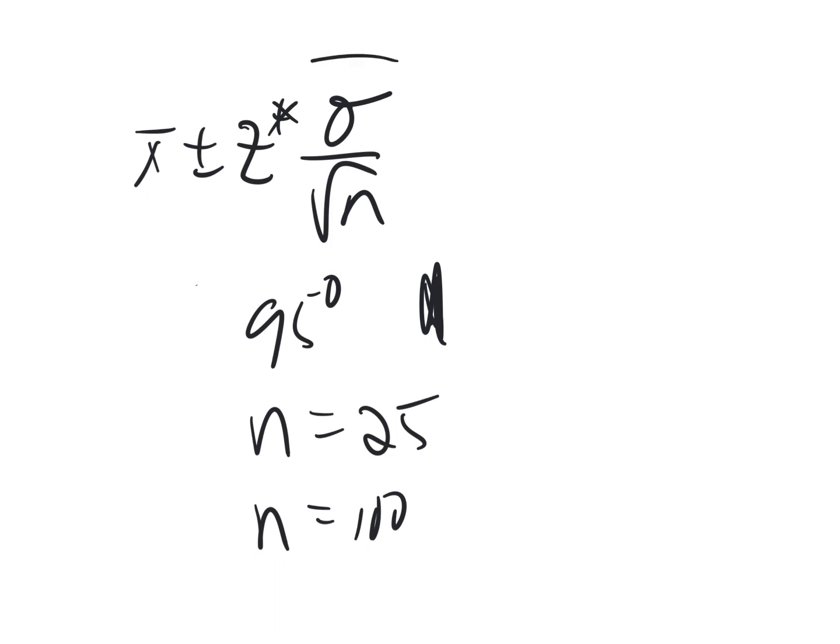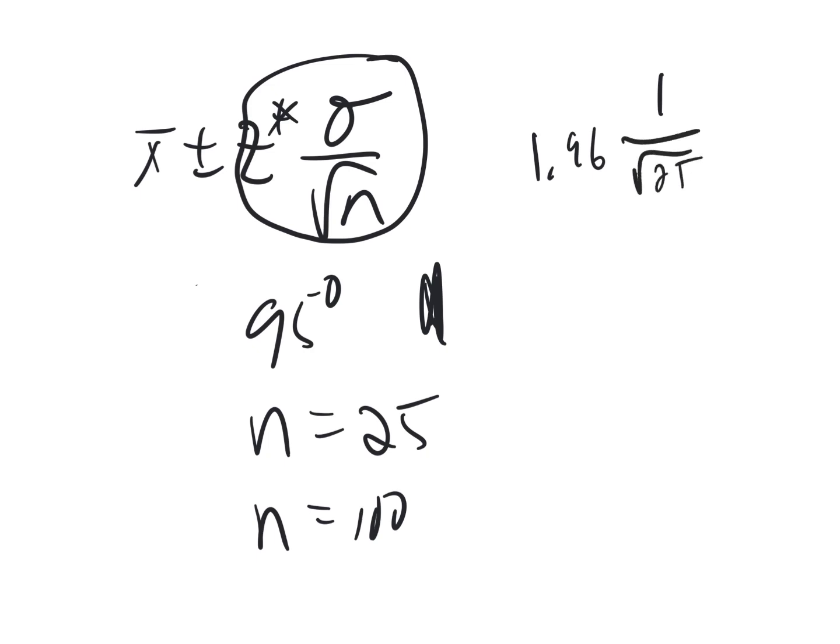Now remember, this part is the margin of error. For a 95% level of confidence, the z-score is 1.96, and I've got a standard deviation of 1. I'm going to put that over the square root of 25 for the smaller sample. So what's that margin of error? 1.96 times 1/5, or that divided by 5. We could calculate that as something less than 1. It's probably around 0.4, right? We'll say it's about 0.4.